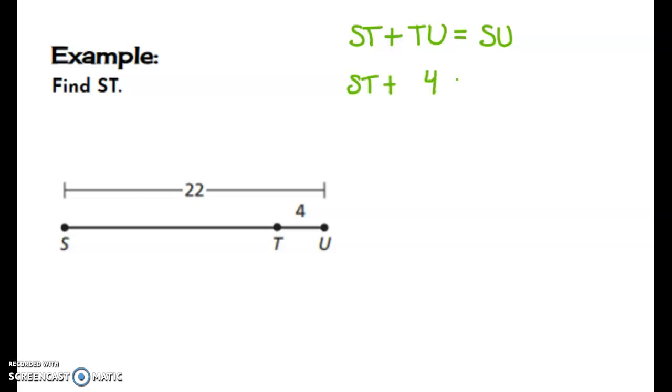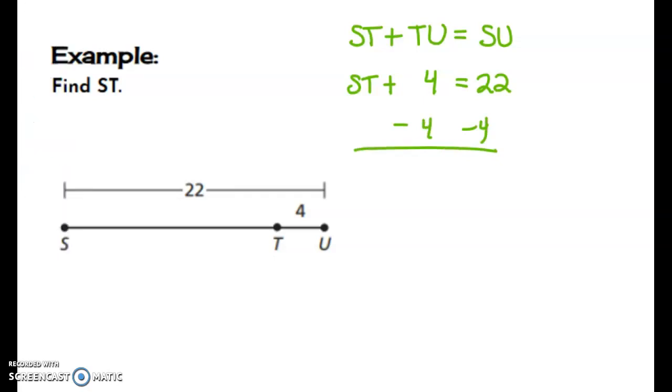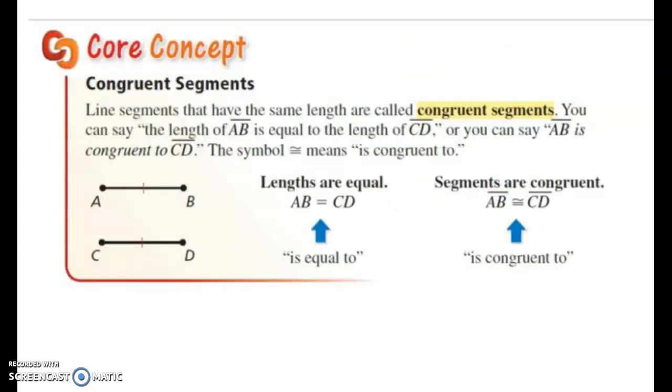So TU is 4 and SU is 22, so we plug those numbers in. To get ST by itself, we're going to subtract 4. When we do that, these 4s will cancel out, and we're left with ST equals 22 minus 4, which is 18. All right, now let's head over and look at our notes page for 1.2. That's it for our foldable today. We will still use it and refer back to it, but we won't finish filling it out until the next section.